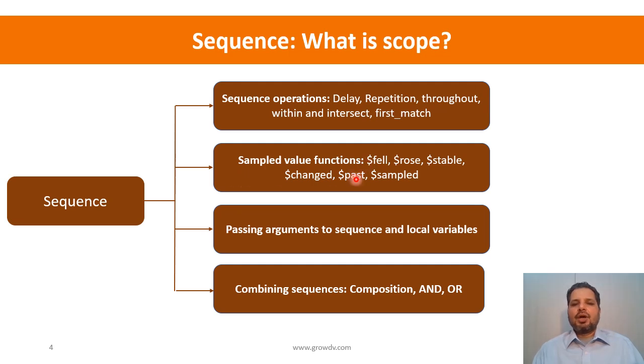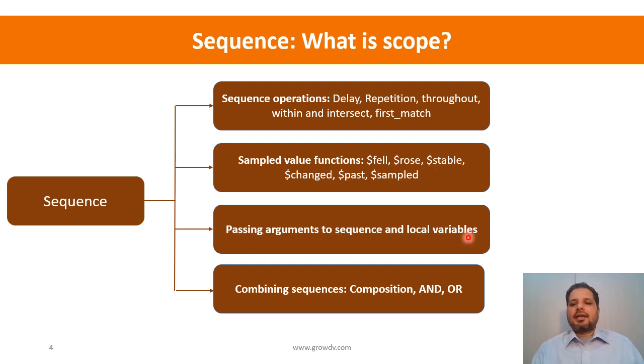They are very useful. So typically, if you don't use the sampled value function, a particular variable used becomes level sensitive. But when you use this, especially $fell and $rose, you can create an edge sensitive behavior, especially when you want to use it in the antecedents. These functions are very useful. And we briefly talked about passing arguments to sequence.